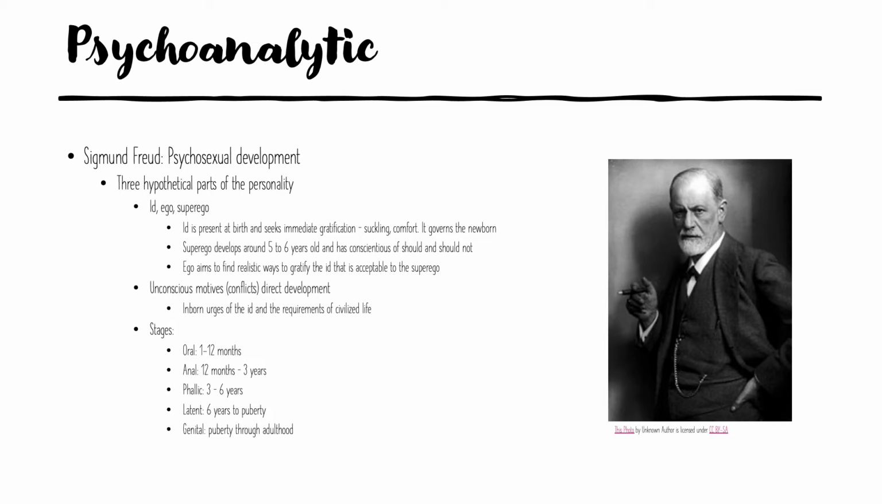So this is a little bit more about the id and the ego and the superego. The id is present at birth and seeks immediate gratification. It governs the newborn. The superego develops at 5 to 6 years old and has consciousness and should and should not. So it's our conscience, essentially. And the ego aims to find a realistic way to gratify the id that is acceptable to the superego. So it's like our little referee.